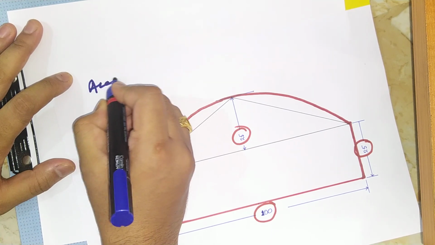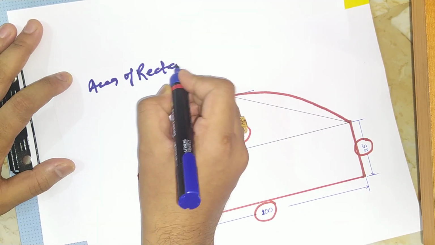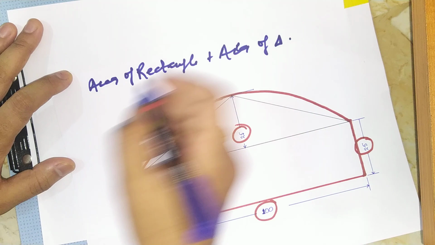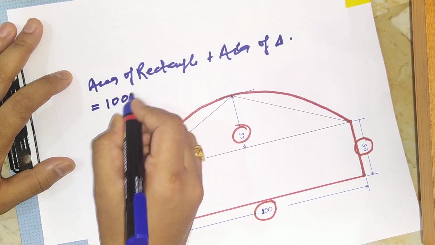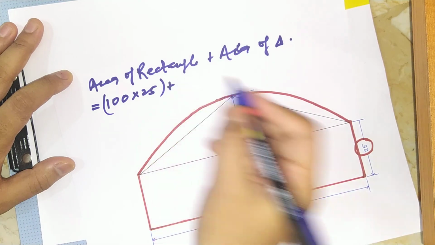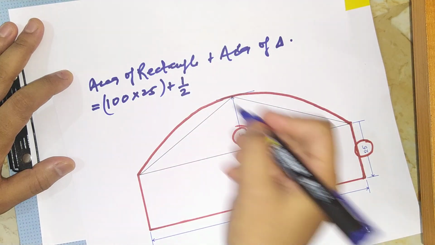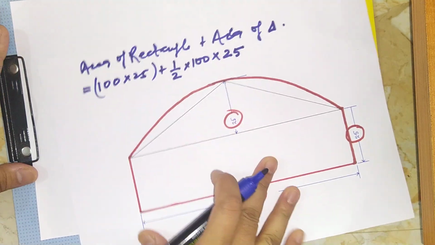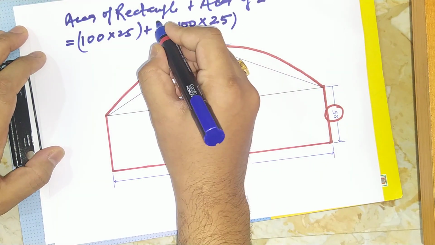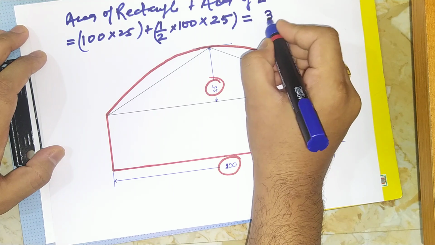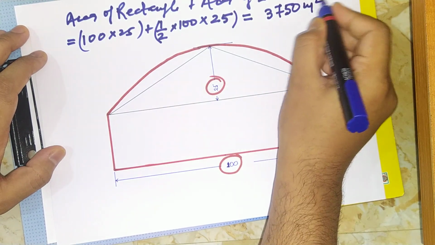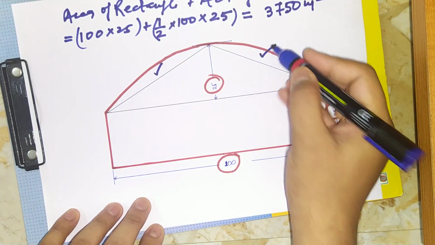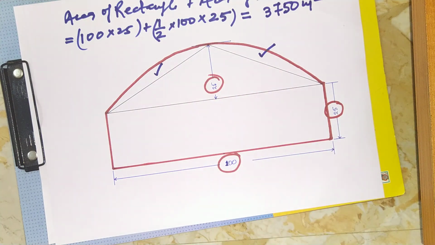So area of rectangle plus area of triangle, he tried to calculate. Now area of rectangle, you can see here, is 100 into 25, plus area of triangle is half into base into height. Base is 100 and height is 25. So he could calculate the surface area to be 3750 square meter. But he was worried that in the surface area calculated by him, he could not account for these two surface areas, which were left like this.